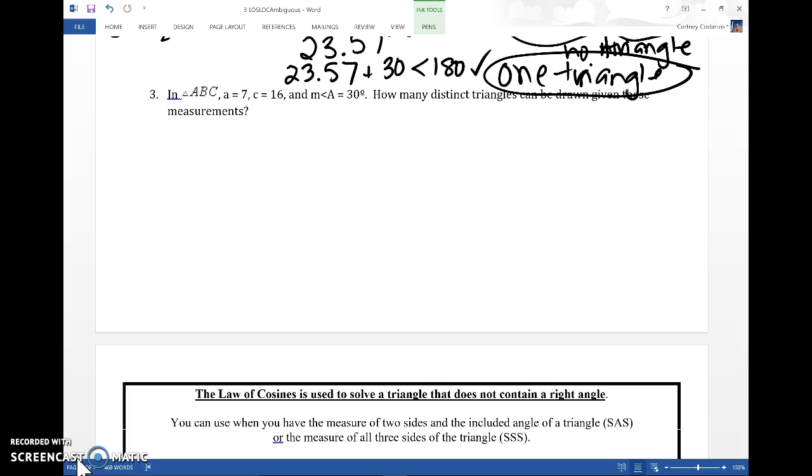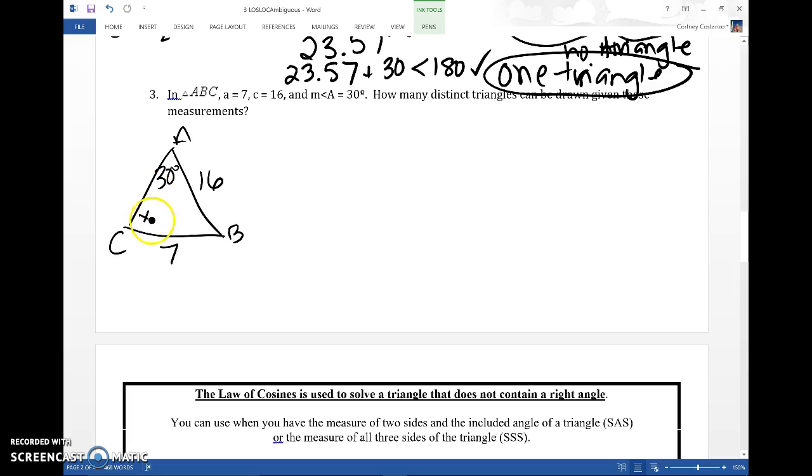Okay, so this third example, as I kind of gave you the indication, will be an example of how a triangle is not possible. We have the same ABC. The side across from A is 7, the side across from C is 16, and they're giving me the measure of angle A is 30 degrees. So how many distinct triangles? Again, I'm going to use law of sines.